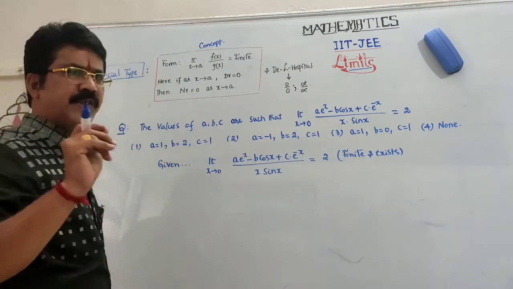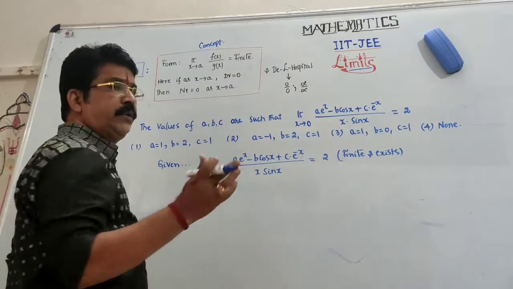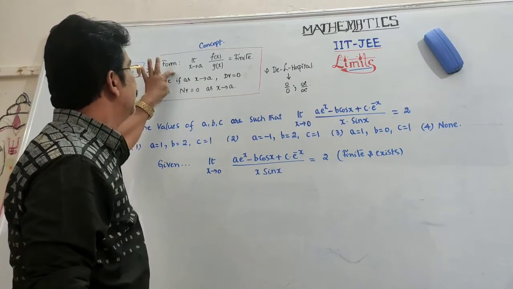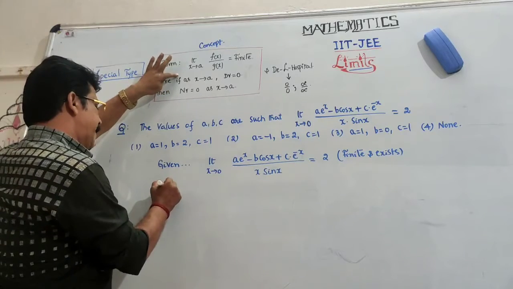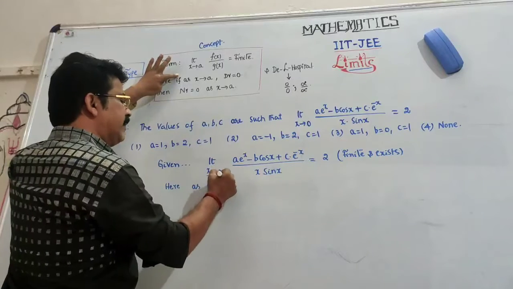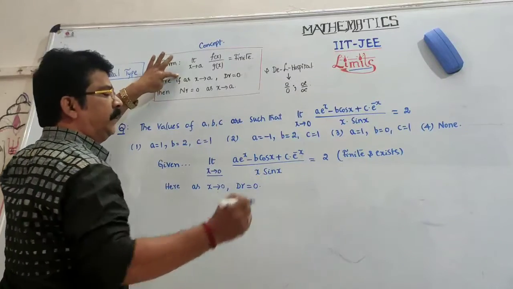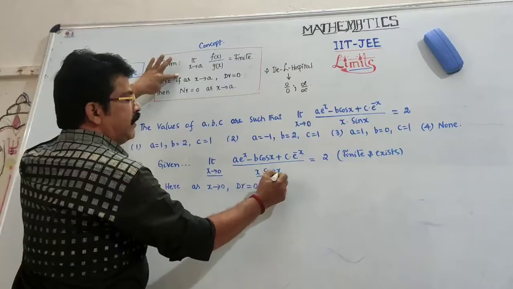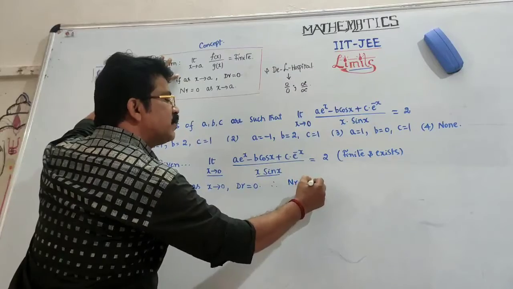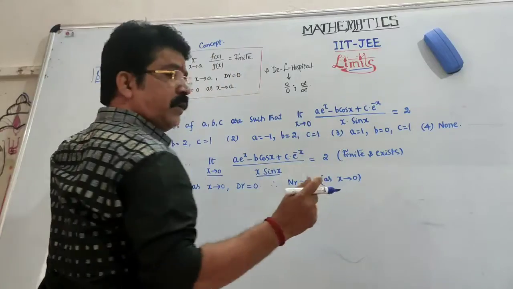Next, first step. Put x equal to 0 directly. So x equal to 0, we don't know about a, b, c values. That's why we are using this concept. Here, as x tends to the given point 0, the denominator is equal to 0. Put x equal to 0 in the denominator. Therefore the numerator also equals 0, as x tends to 0. 0 is the given point.